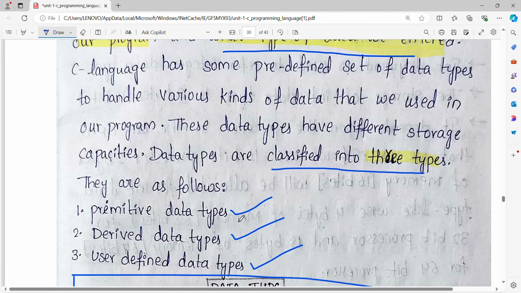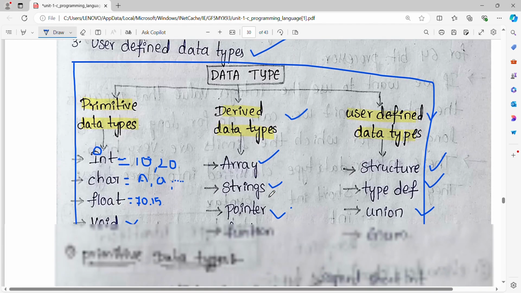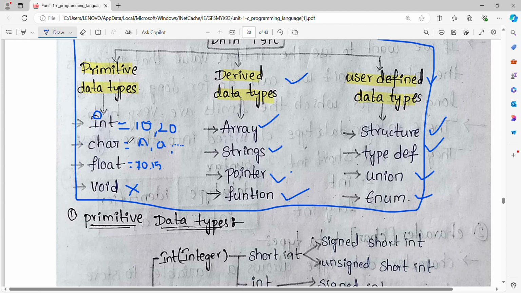Data types are classified into three types: primitive data types, user defined data types, and derived data types. Primitive data types are classified into four types: int, char, float, void. Derived data types are again four types: array, strings, pointers, functions. User defined data types are again four types: structure, typedef, union, enum. So these are the data types.